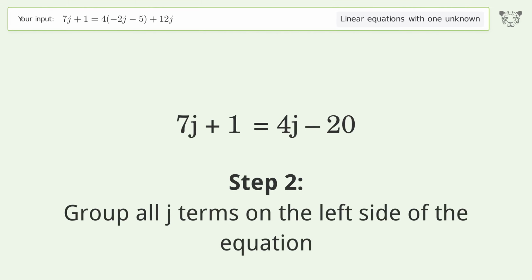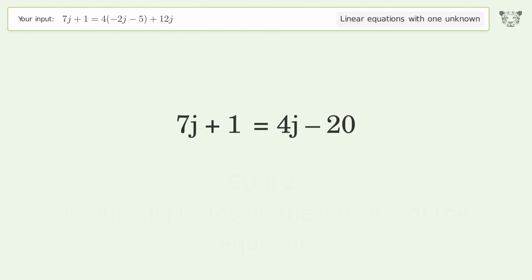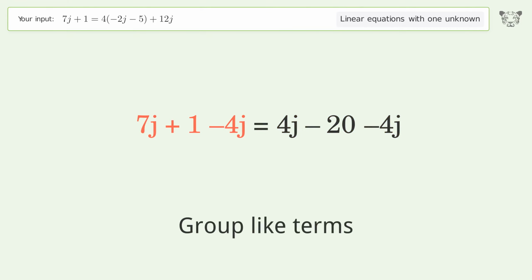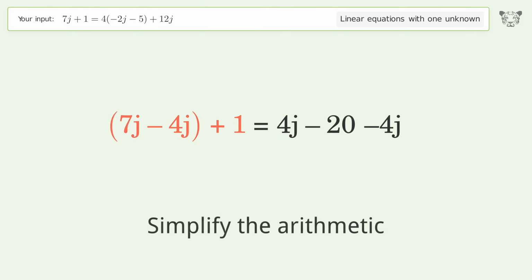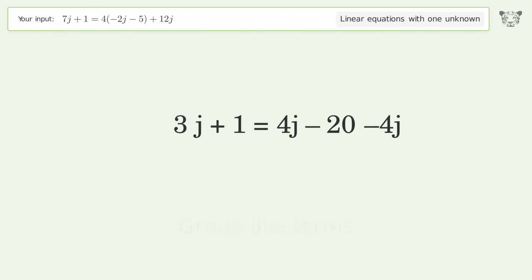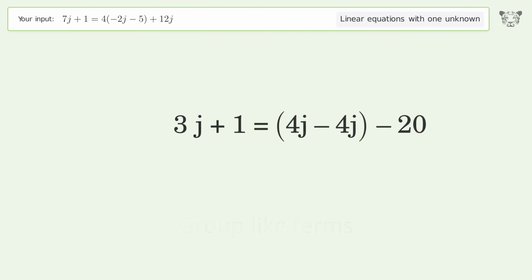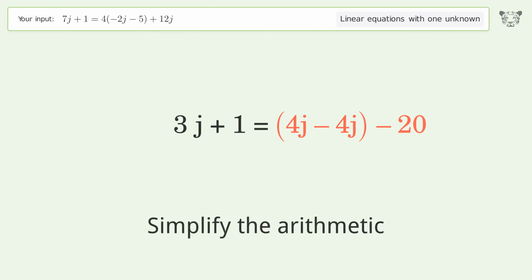Group all j terms on the left side of the equation. Subtract 4j from both sides. Group like terms. Simplify the arithmetic. Group like terms. Simplify the arithmetic.